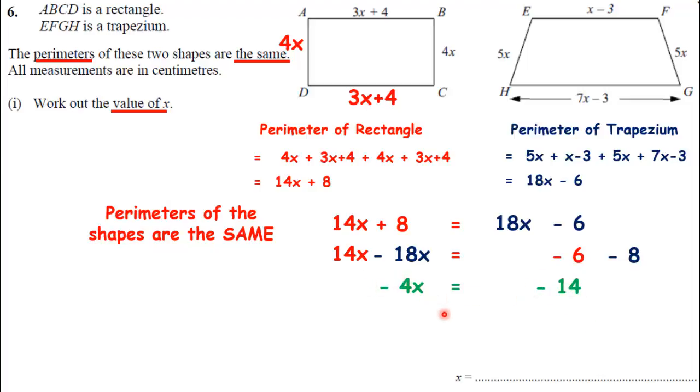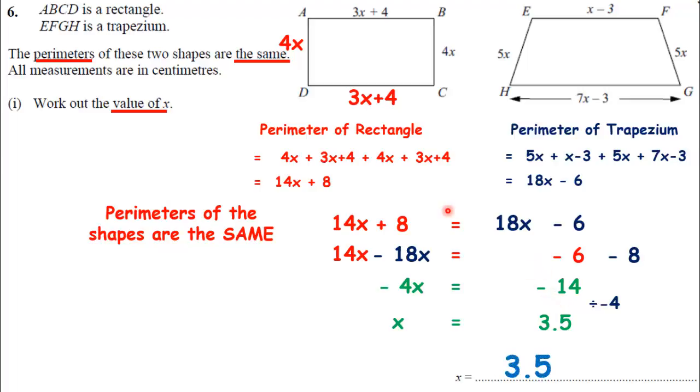You could use a calculator for that, but remember, minus divided by minus is a plus. So on my calculator, I could simply do 14 divided by 4, or minus 14 divided by minus 4. And you should get your result there, 3.5. Okay, so 3.5 is the value of x, and that goes in my answer space.